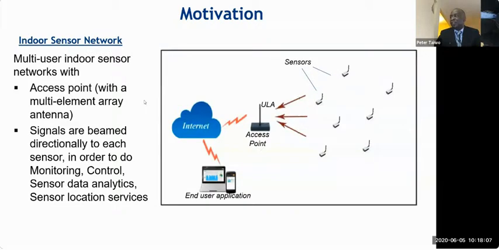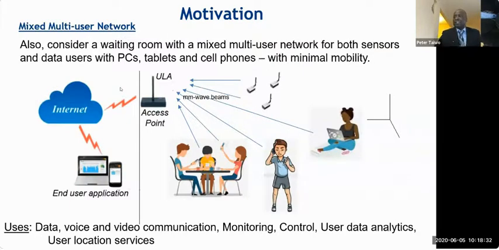And also we consider an indoor sensor network, which is a multi-user indoor sensor network that beams signal directly to each sensor in order to do control, monitoring, sensor data analytics, and sensor location services. We can also consider a mix of these networks, which is a mixed multi-user network. And here we have both the sensor devices in the network and data users, also with PCs, tablets and cell phones, with minimum mobility, since we are considering the indoor.